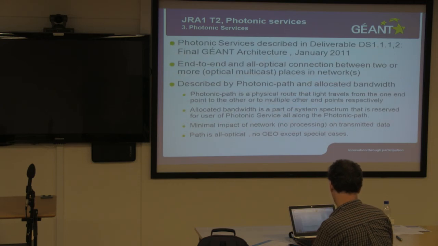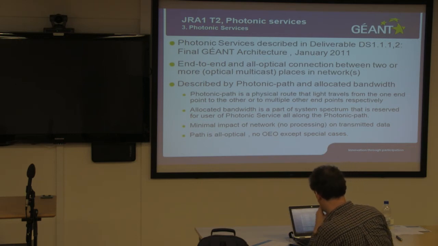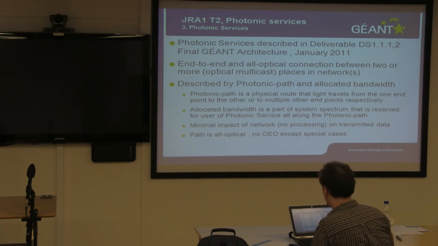So basically, I believe photonic services were described in deliverable DS1.1.1 and 2 from the final GÉANT architecture. It is basically, as I said, an end-to-end all-optical connection between two or more places in the network. We can even talk about optical multicast. We can describe them with photonic paths and allocated bandwidth. Photonic services are usually low speed, of course, but it can be anything. It can be 10 gig, 40 gig, 100G.